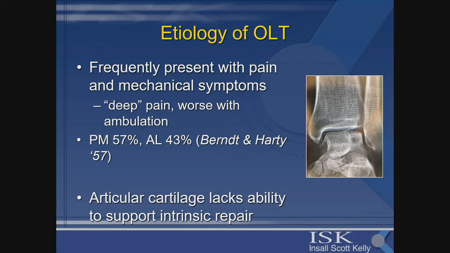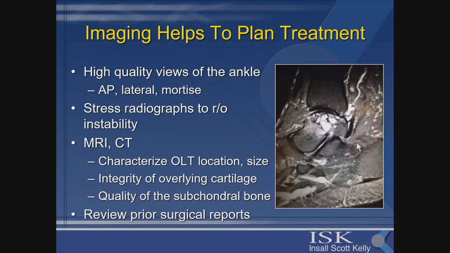Basically, the articular cartilage, as we know, lacks the intrinsic capability to fix itself, so it can degrade over time. So it's good to have appropriate imaging. It can help you plan how to treat these patients. Certainly start with x-rays. You can have stress radiographs to rule out any concomitant instability. MRI and CAT scan can help with the location and the size of the lesion, give you ideas about the overlying cartilage, any cystic changes, the quality of the bone, marrow edema.